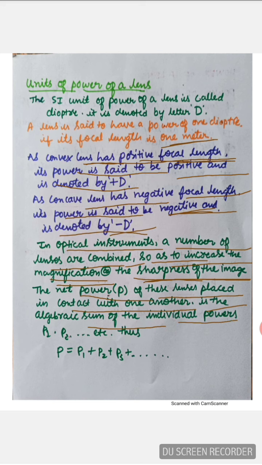So in some cases the lenses will be combined, then the total power will be equal to the algebraic sum of individual powers. That is, net power P will be equal to P1 plus P2 plus P3 plus etc., if there are some more lenses in the combination. Okay, so this is about power of lens.